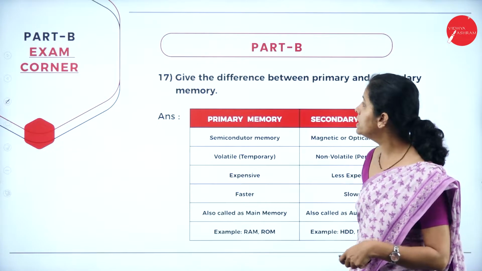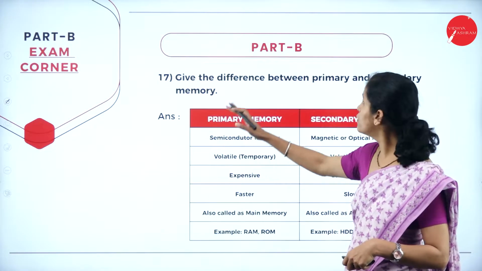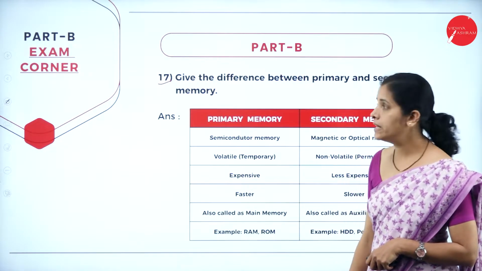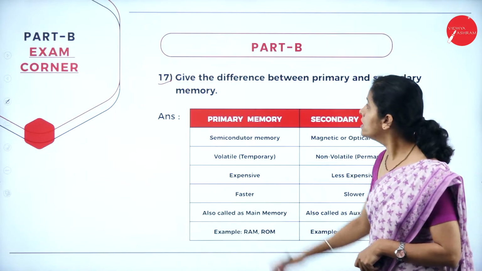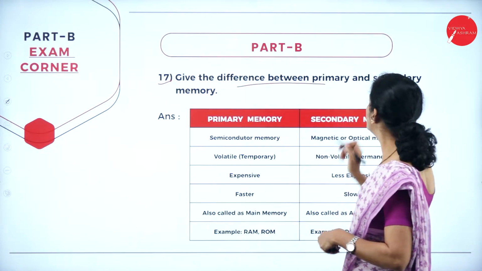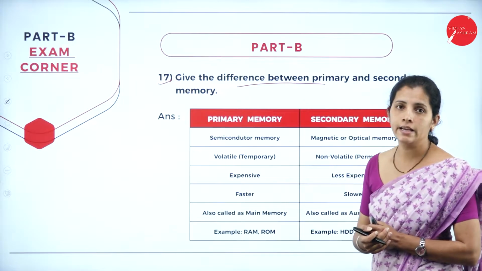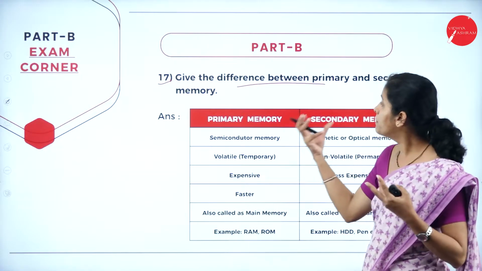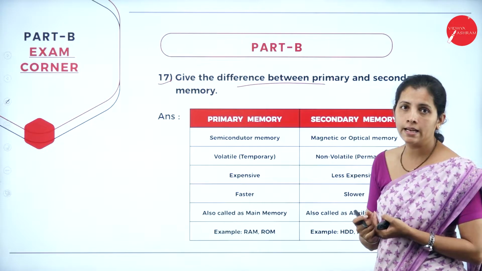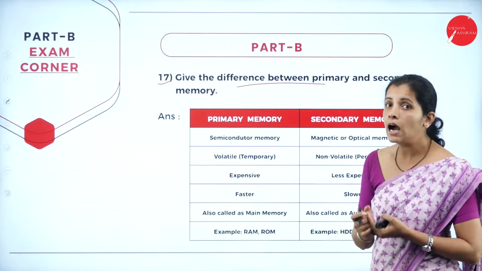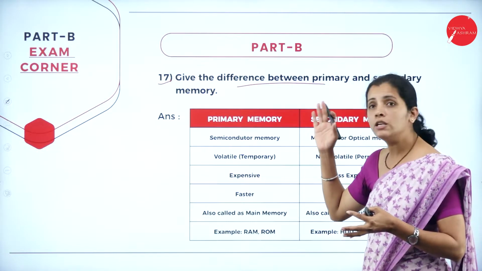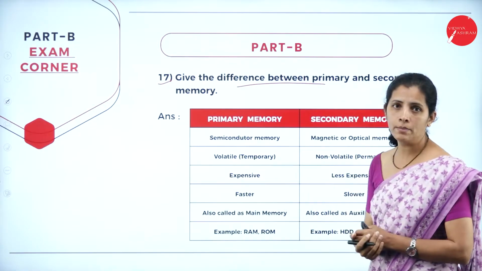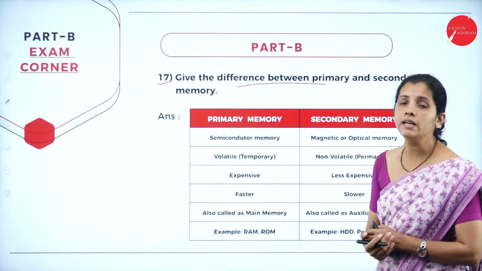Now moving on to the second question from part B. The question number here is 17. What is the question? Give the difference between primary and secondary memory. That means I want to give the difference between primary memory as well as secondary memory. Here the answer is: memories are classified into two types, primary memory and secondary memory. Now I want to write the difference.